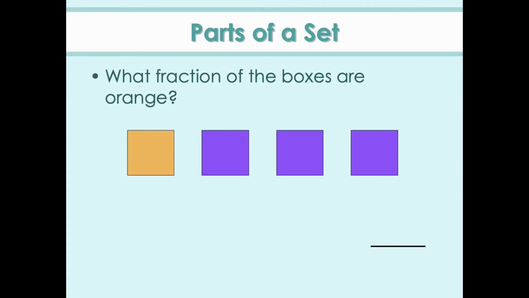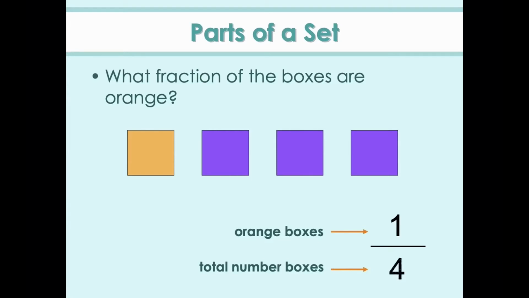What fraction of the boxes are orange? Look at the shapes. Look at the colors. How many orange boxes do we have? We have 1. 1 is going to be our numerator. And the total number of boxes, there is 1, 2, 3, 4. There's a total number of 4 boxes.